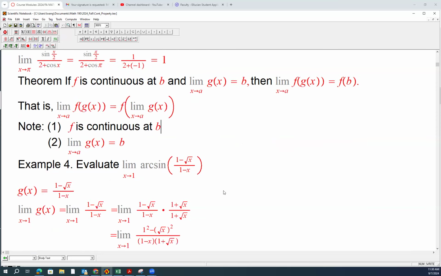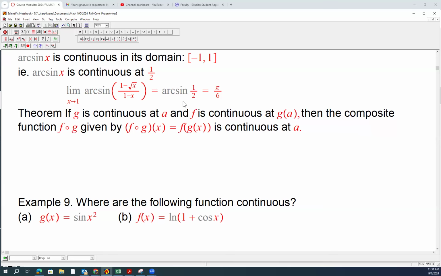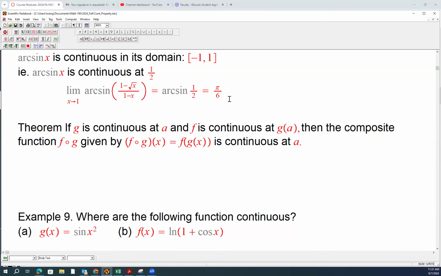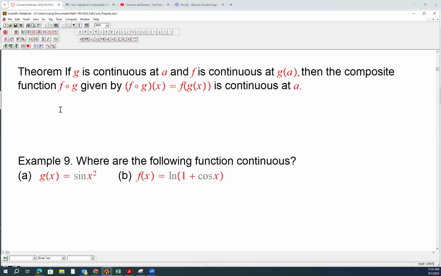So if both functions are continuous, in other words, then their composition is continuous.